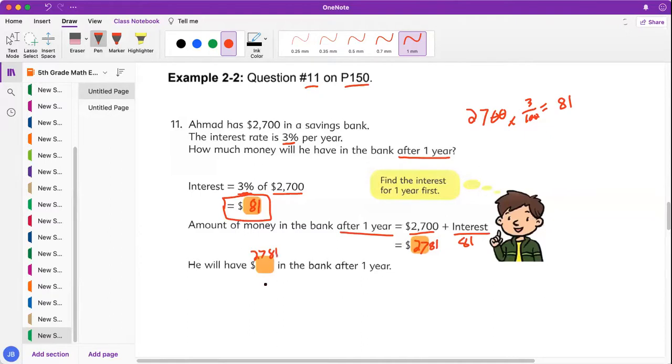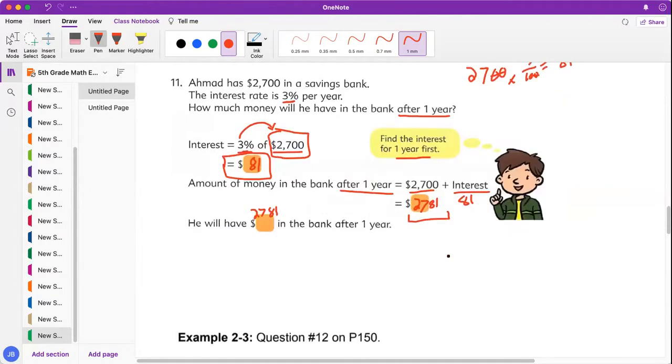2,781. And does that make sense for everybody? So if you put in this amount of money and they say, okay, well, the interest will go up 3% every year. So after the first year, you can take 3% of your 2,700 and you end up getting 81. So now, after that first year, you'll have $2,781 in the bank. So your money goes up without even touching it.